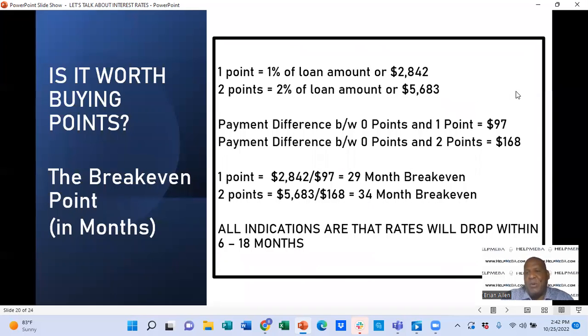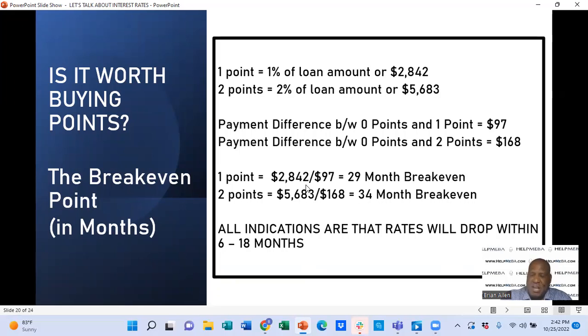But you're paying points. So what's the break even? Like at what point are you going to start making money from the savings of paying the points? And this is very simple. As I mentioned, 1 point is 1% of the loan amount. The difference in payment is here, and then the break even in months. So the difference between no points and 1 point is just over 2 years, and the difference between no points and 2 points is just under 3 years.